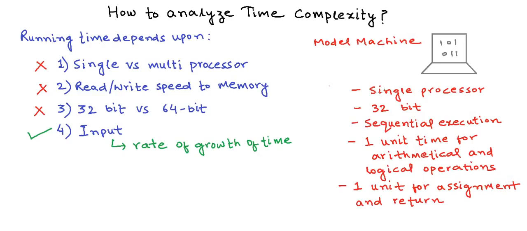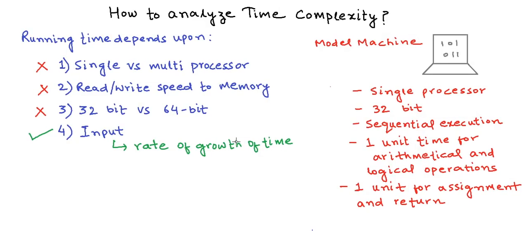Now, this is a hypothetical model machine that I have defined, and you can define a model machine of your own choice where you can say that, hey, the machine takes this much amount of time for this operation. But because eventually we are interested in calculating a function that gives us the rate of growth of time with respect to input, the analysis will still be the same. Now let us pick up some very simple examples and try to deduce the functions that define the rate of growth with respect to the input.